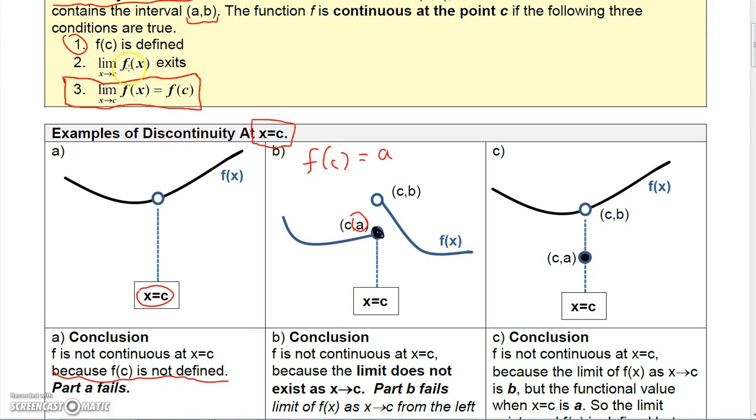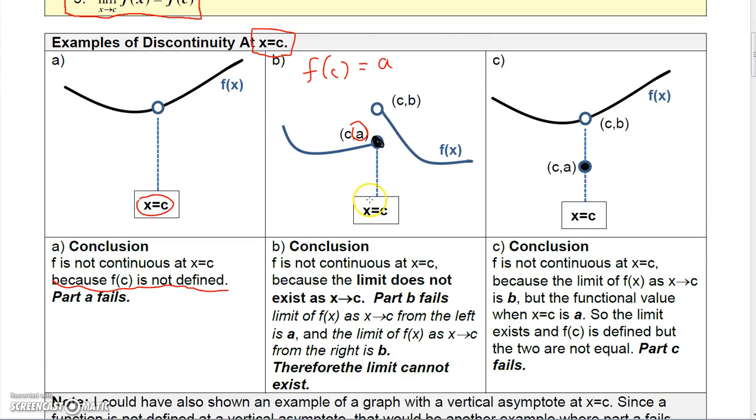Well, number two says the limit must exist. Okay, well, let's see. Notice if you approach c from the left, the graph gets closer and closer to the value a. But if you approach from the right, the graph actually gets closer and closer to this value b. Well, that means that the left-hand limit, in other words, the limit of f of x as x approaches c from the left is a, and the limit as x approaches c from the right would be b, and a and b are two different numbers.